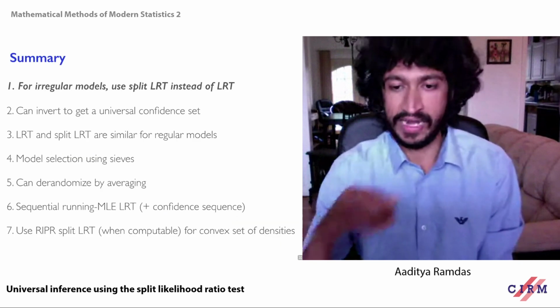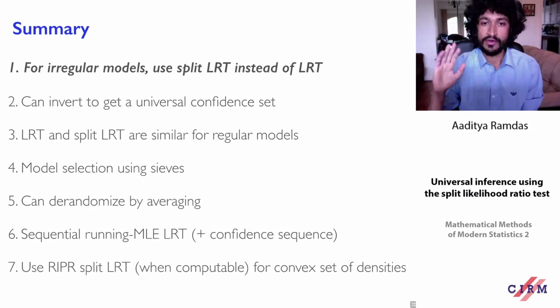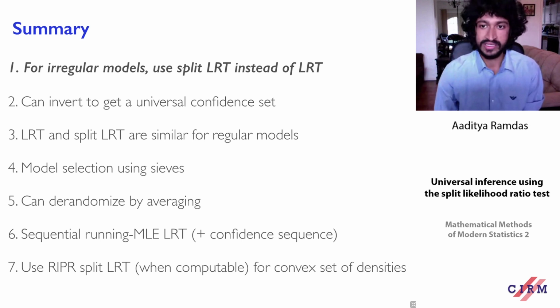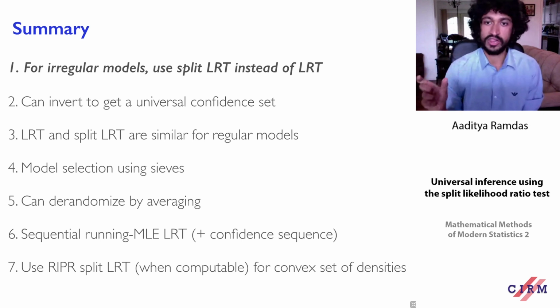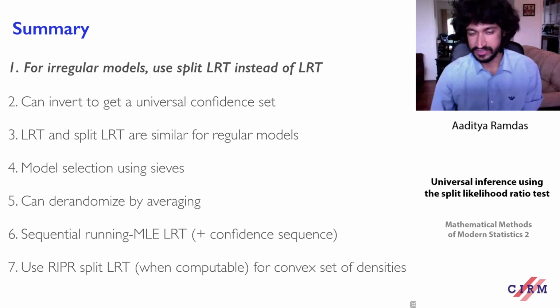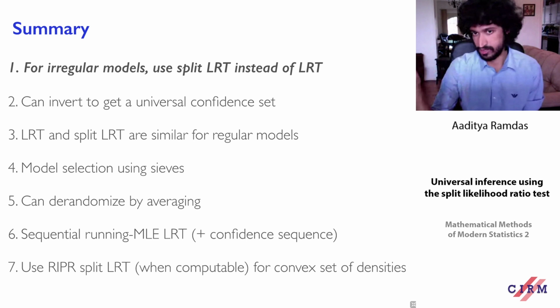Okay, so here's the high-level summary of the talk. For irregular models, we should use what I'm going to call the split likelihood ratio test instead of the likelihood ratio test. I will describe what that is soon. We can invert the test to get a universal confidence set. Interestingly, for regular models, the LRT and the split LRT behave somewhat similarly.